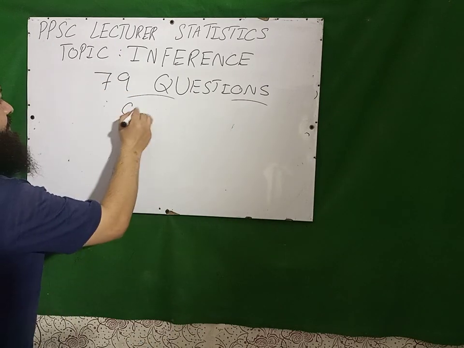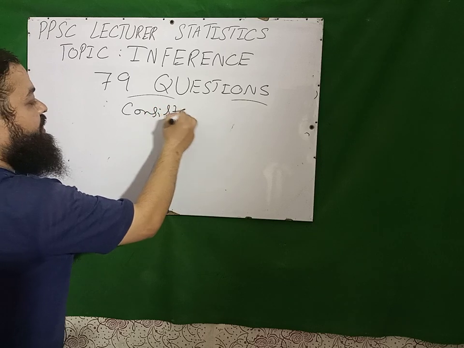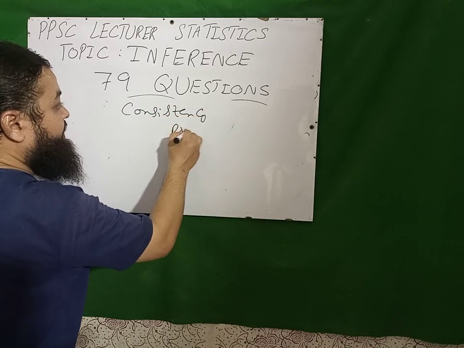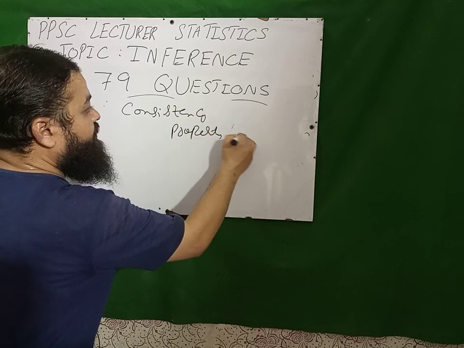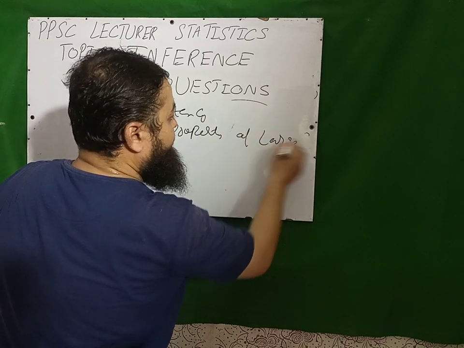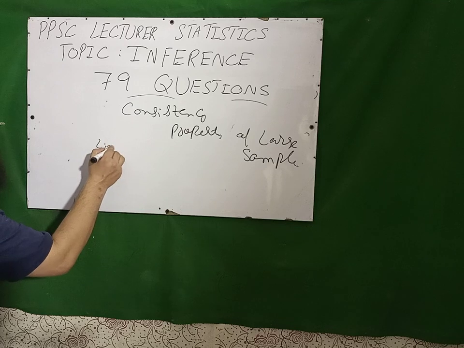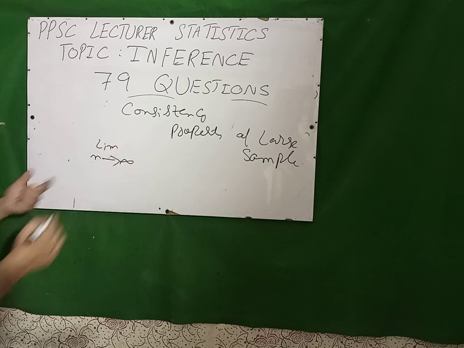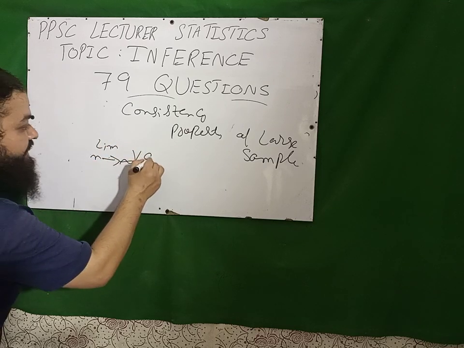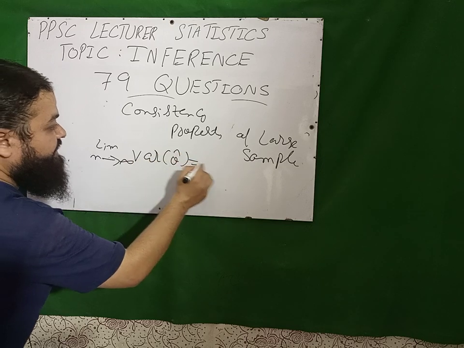Then the next property is consistency, which is also called the property of large sample. A very important question: why is it called large sample? Actually, when we increase our sample size, as it approaches infinity, the variance of the sample statistic becomes 0.